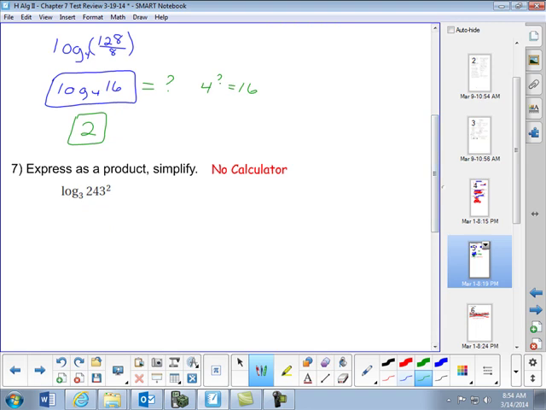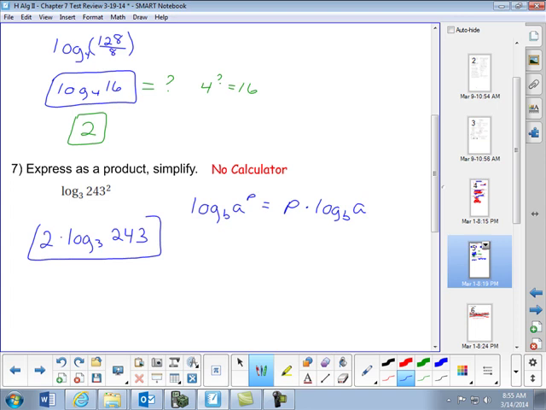All right, again, express as a single logarithm. We have log base 3 of 243 to the second. Whenever we have this 2 out here, remember you bring it out front. The rule said log base b of a to the p power is equal to p times log base b of a. So you bring this 2 out, and you get 2 times the log base 3 of 243. So here's your first answer, expressed as a product.